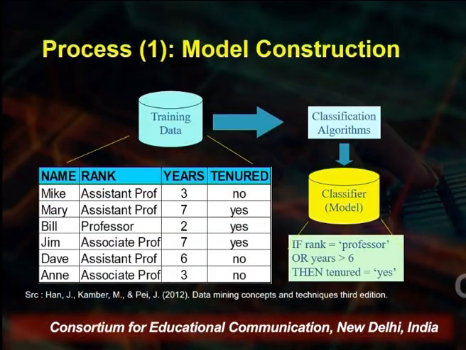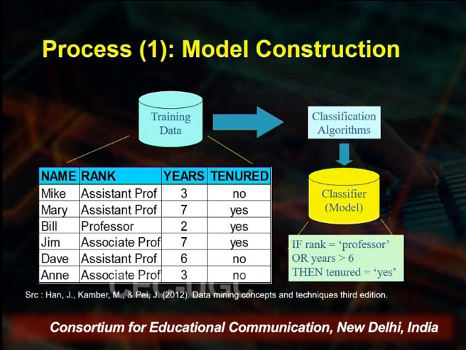Okay. So if you look at this diagram, it very clearly shows the first step, that is how the model is constructed. So we have a training data set. The table has been given here, that is our training data set. Now using this training data set, a classification algorithm is used, and the classifier model is built, and accordingly the tenured class label of one attribute is assigned.